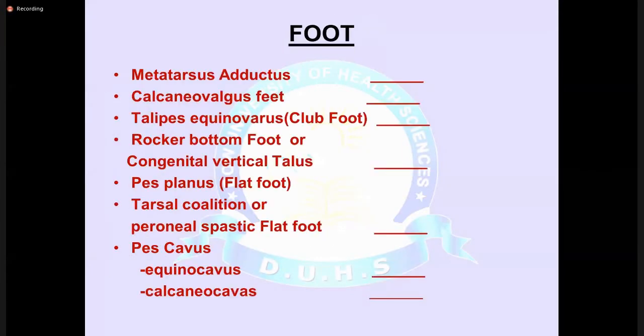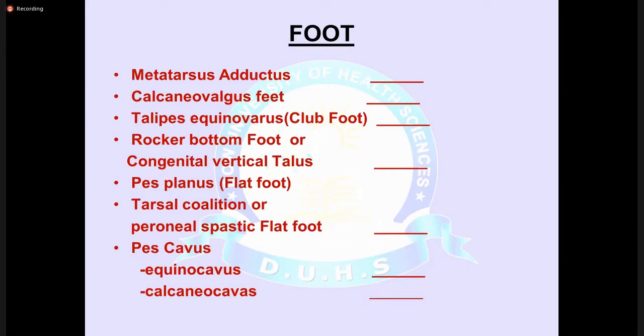Then the lower extremities, the legs, thighs, and the foot examination is important. Look at the normal shape of the foot, whether the feet are everted or inverted. Clubfoot is one of the common abnormalities of the feet, so a thorough examination of the foot is important. Look at metatarsus, calcaneovalgus feet, talipes, rocker bottom feet. Sometimes the foot is flat, there is no arch in the feet, known as pes planus.